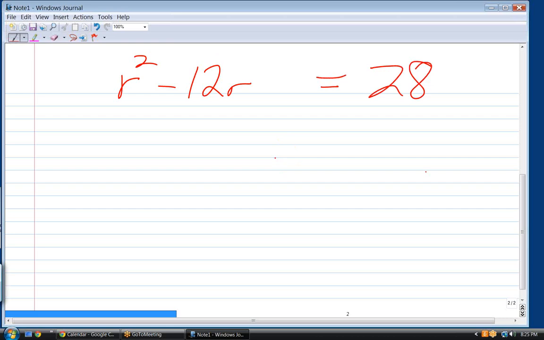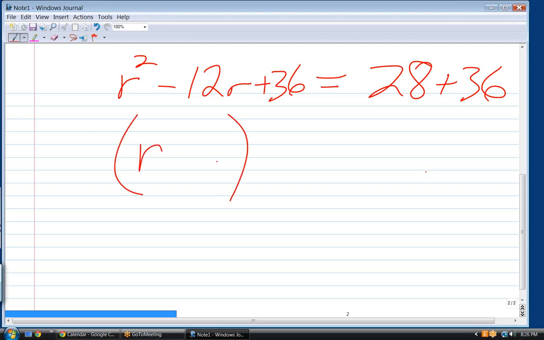Take half of the 12, which is 6, and square it. So what's that? 36. Okay, so I'm going to add 36 to both sides, since that's all I'm allowed to do. And then I can now write the left side how? r minus 6 squared. Equals 64.